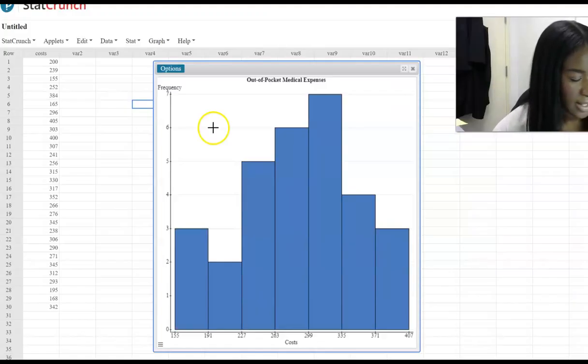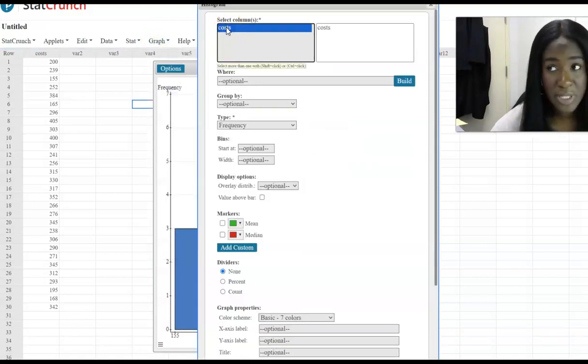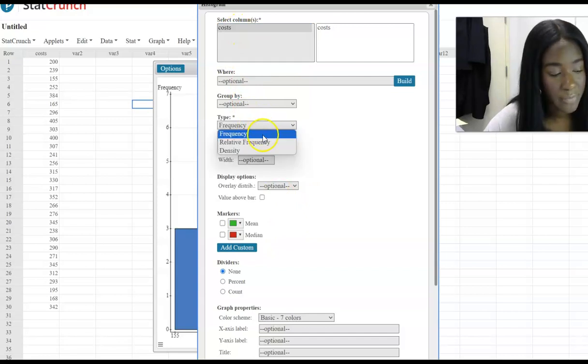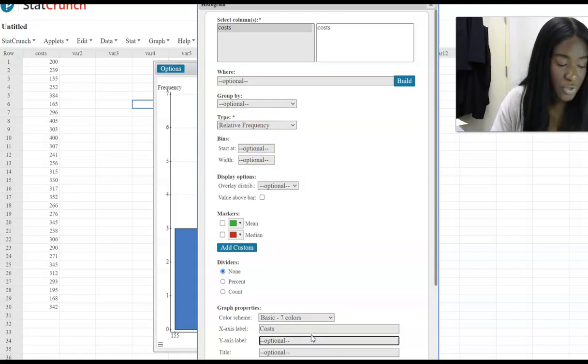So here is that histogram. Now what I'm going to do is go to Graph and go to Histogram again. I'm still interested in doing stuff with my cost column, so I still have cost selected, but under Type, I'm going to change it from frequency to relative frequency. The x-axis still shows cost, so I'm saving that as my horizontal label, but for my y-axis label, I'm no longer showing frequency. I'm now showing relative frequency.